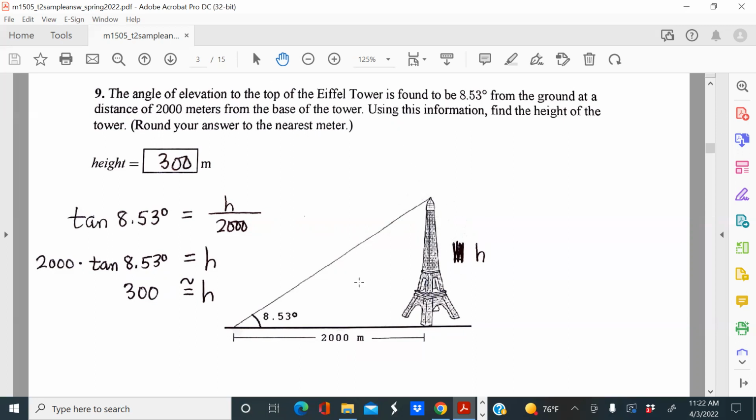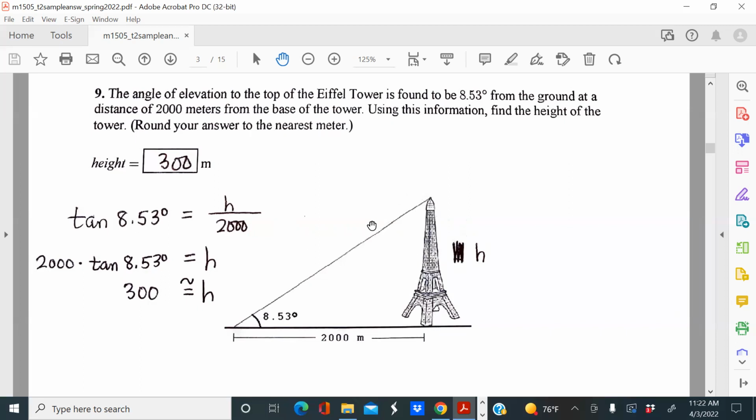And so what we're told in this particular problem is if we move a distance of 2,000 meters away from the base of the Eiffel Tower, then we will get an angle of elevation to the top of the tower of 8.53 degrees. So if you measure this angle of elevation 2,000 meters away from the base of the Eiffel Tower, that angle of elevation will end up being 8.53 degrees. And so we want to use this information to determine the height of the Eiffel Tower, right?